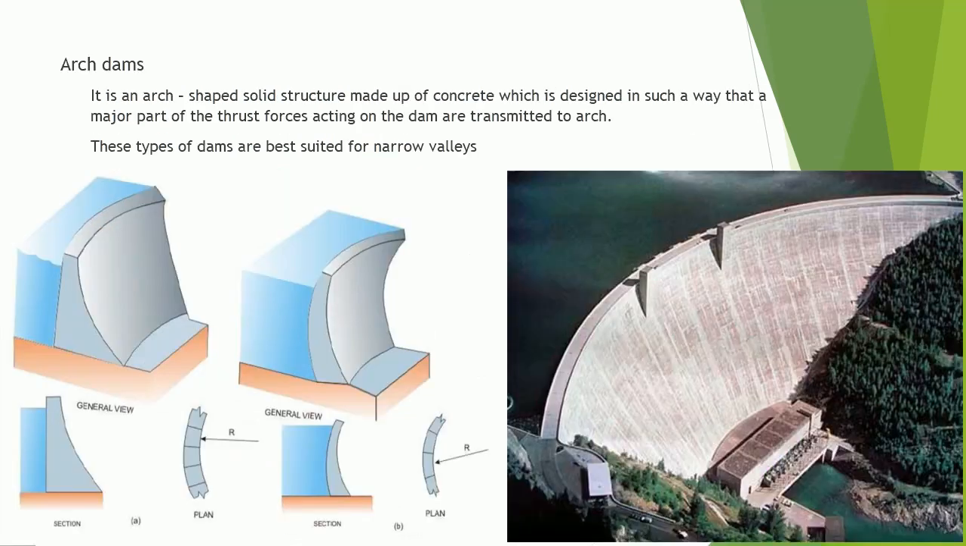Next one is arch dams. It is an arch-shaped solid structure made up of concrete which is designed in such a way that a major part of the thrust forces acting on the dam are transmitted to the arch. These types of dams are best suited for narrow valleys.